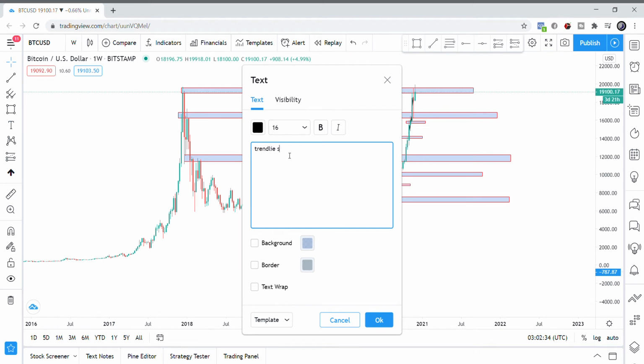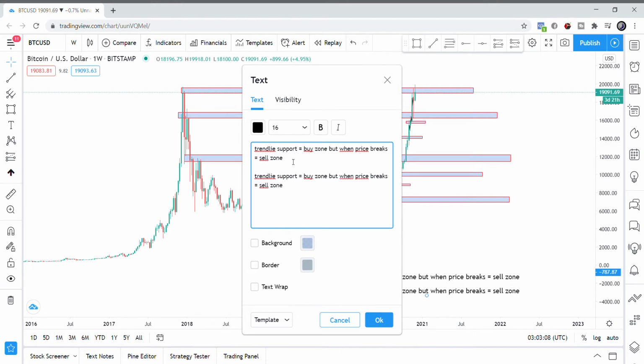Trend line support equals buy zone. Okay, so I think that's clear. Trend line support equals buy zone. But when price action breaks, equals sell zone. So what can we conclude out of that?